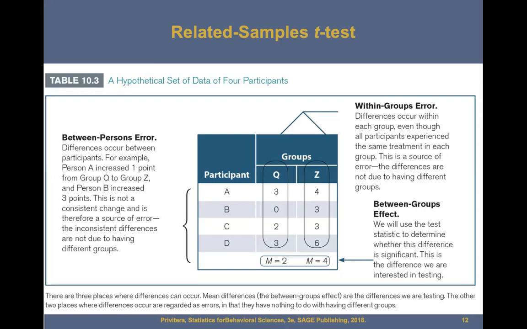Mean differences, the between groups effect, are the differences we are testing. The other 2 places where differences occur are regarded as errors. In fact, they have nothing to do with having different groups. So we're looking at the difference between or within the groups. Hopefully this diagram makes it a little bit clearer for everybody.